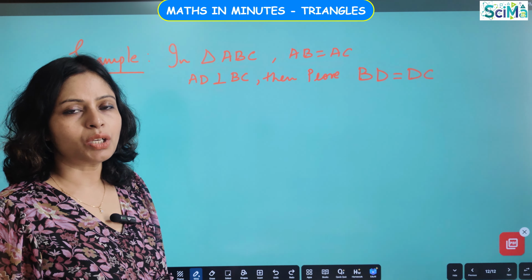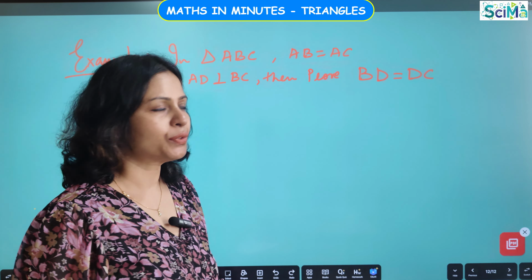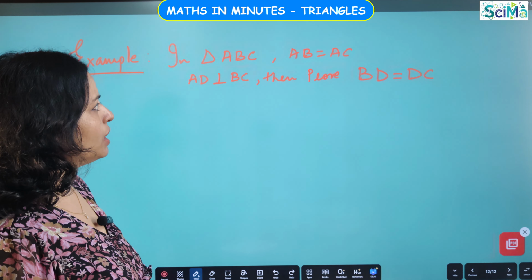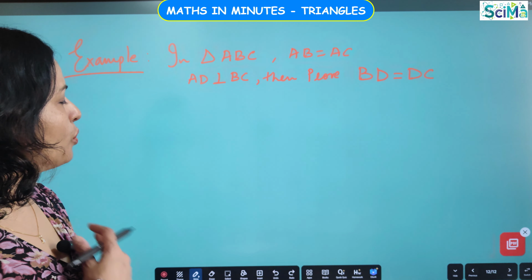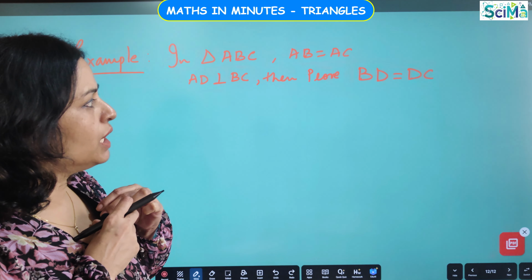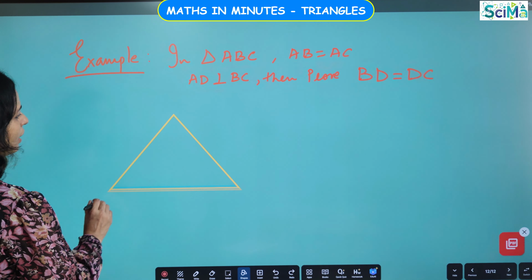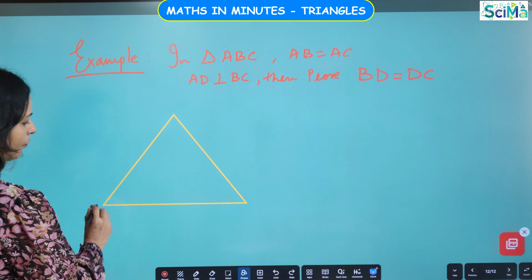So let's take up a quick example related to congruency of triangles. In this example, the question says in triangle ABC, AB is equal to AC, AD perpendicular to BC, then prove BD is equal to DC. So quickly let's make the triangle. We have the triangle here.